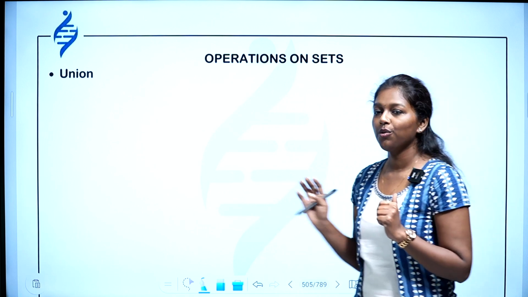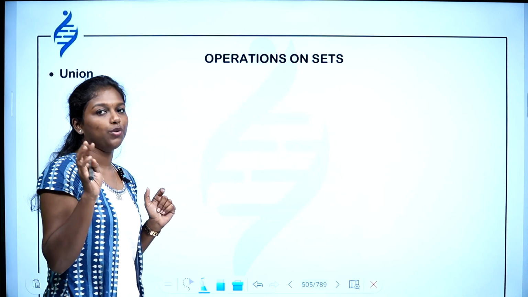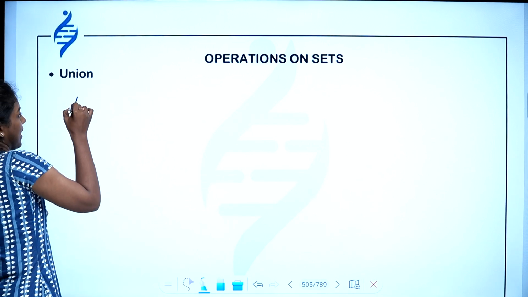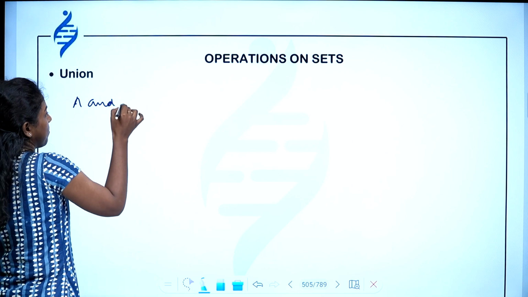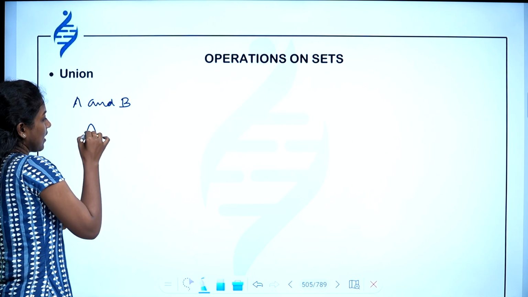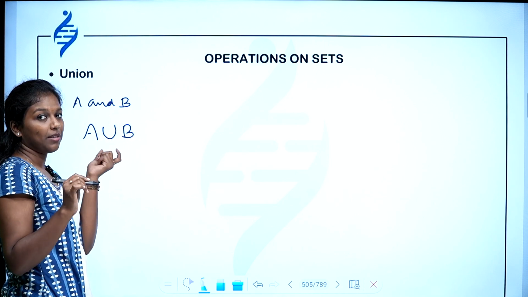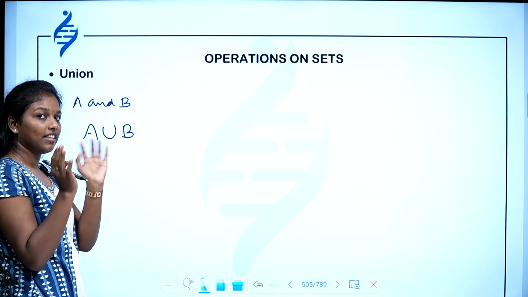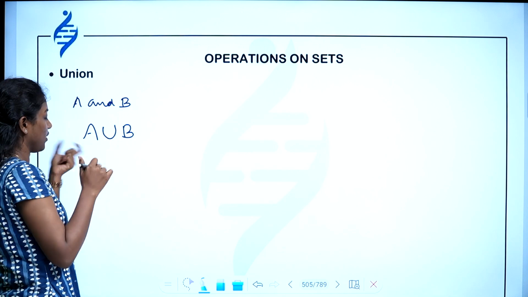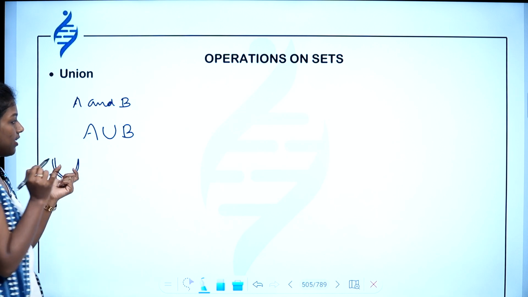So the first one is union. What do you mean by union? Union means A union B. You will be given two sets, A and B. Then you can write A union B. This is the symbol for union. Union means you have to take the elements. You will be writing one big U. This is the symbol.